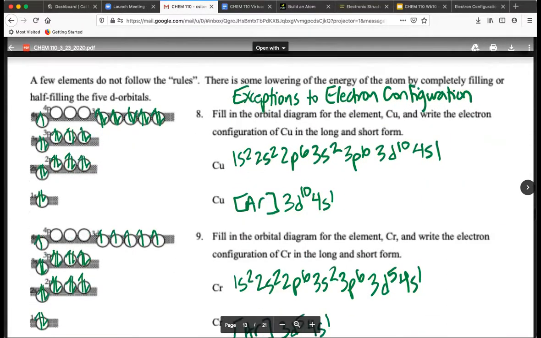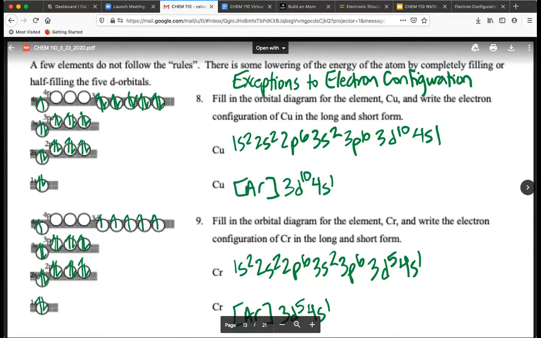So these are exceptions to the electron configuration. Here's what I want you to see. The argument is that we always make choices about where we put electrons based on stability. And so the idea here is that something is more stable if it's half filled or completely filled than if it's only partially filled. So the idea here is that electrons sort themselves into orbitals.